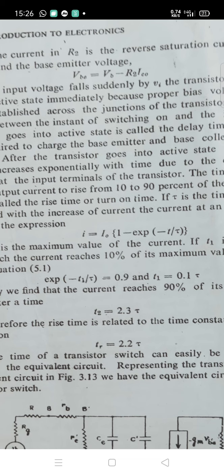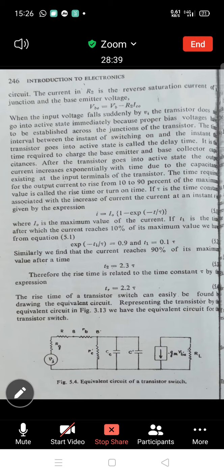The rise time of a transistor switch can easily be found by drawing the equivalent circuit, representing the transistor by the equivalent circuit as shown in the figure. We have the equivalent circuit for the transistor switch. So this is the equivalent circuit for the transistor switch they have shown.